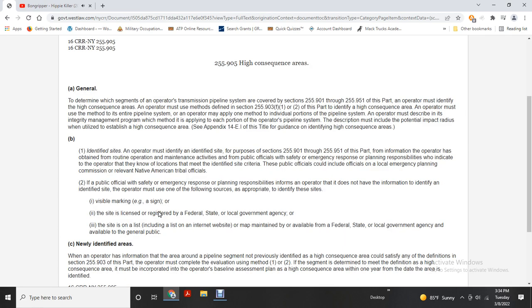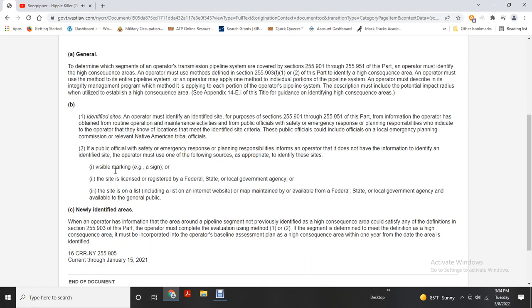Identified sites. The operator must identify the identified sites for the purpose of sections 255.901 through 255.951 with information the operator obtains from routine operation and maintenance activities and from public officials with safety and emergency response planning responsibilities who indicate to the operator the known locations that meet the identified site criteria. These public officials could include officials with the local emergency planning commission, and Native American and tribal officials. If the public official with safety and emergency response planning responsibilities informs the operator that it does not have the information to identify the identified sites, the operator must use the following sources as appropriate to identify these sites: visual marking of the site, a licensed or registered site, a federal or state government agency site on a list, including a list on an internet website or map maintained by a federal, state, or local government agency and available to the general public.